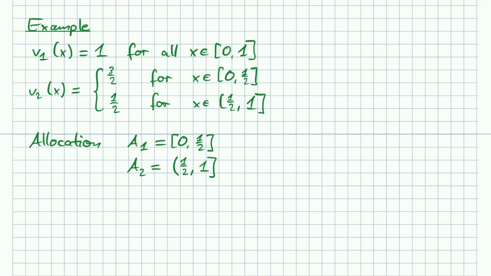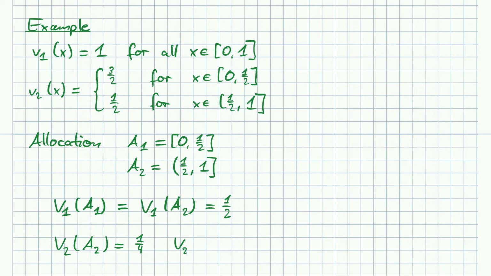Why that? Because agent 1 now sees, okay, my value for what I'm getting is just the same as for what the other is getting. This is, in both cases, a half. But what does the second agent say? Well, the second agent now says, this is pretty unfair, because I am getting only a quarter of the cake, whereas you are getting 3/4 of the cake.